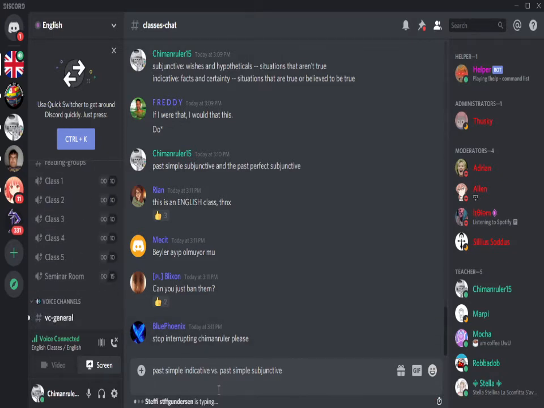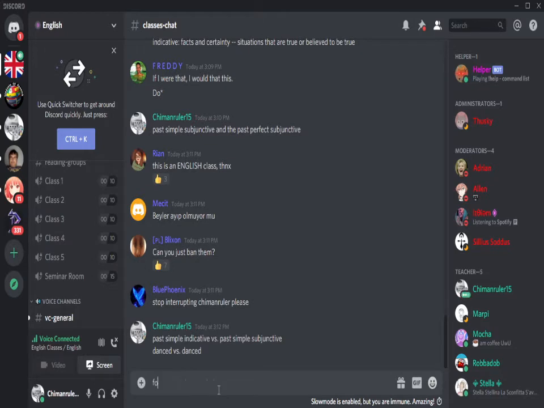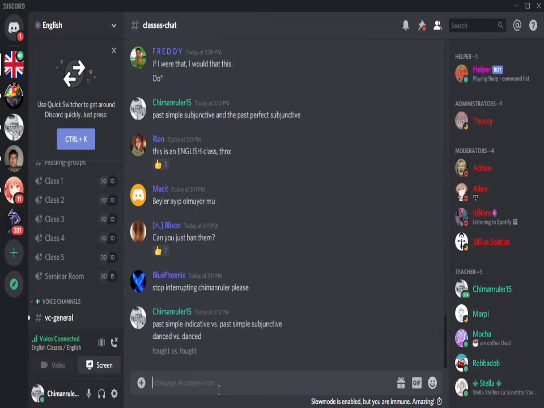Okay. So going back to what I was talking about, let's disambiguate the past simple indicative from the past simple subjunctive. So in English, as I said, these two forms are mostly the same. So danced in the indicative would be danced in the subjunctive. Fought in the indicative would be fought in the subjunctive.